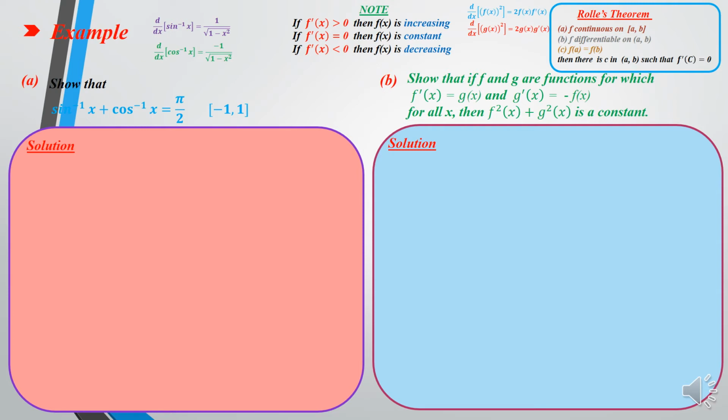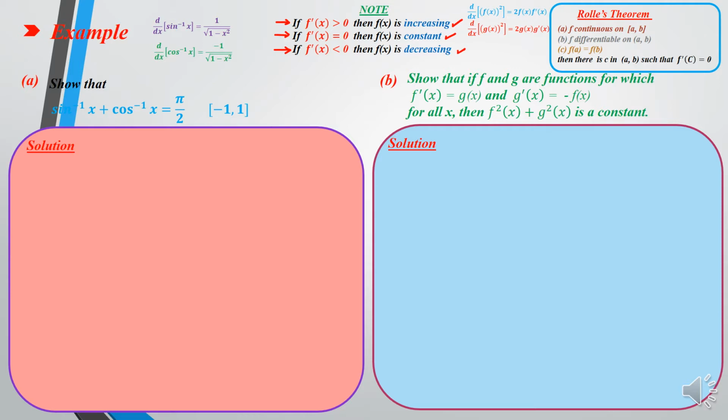Hi everyone, in this video you have to show that the given function in the two parts will be a constant function, but first you have to revise these three statements. If f prime of x is positive, which means greater than 0, then f of x is increasing. If f prime of x equals 0 in a given interval, then the function f of x will be constant in the given interval. If f prime of x is negative or less than 0, this means the function f of x is decreasing in the given interval.